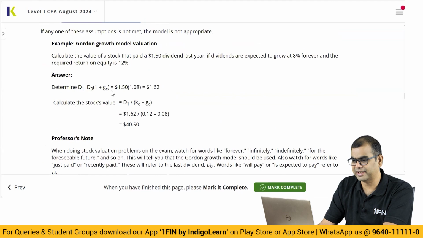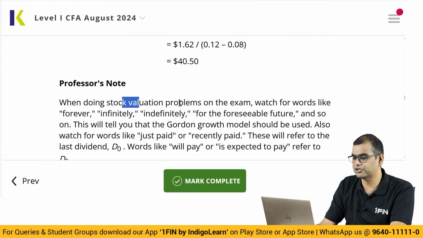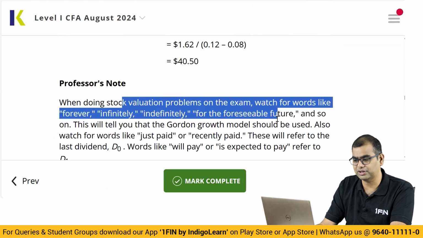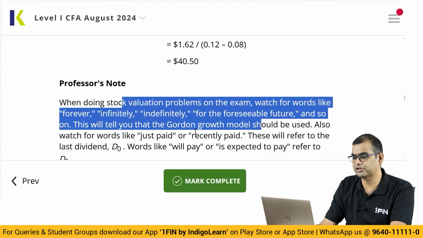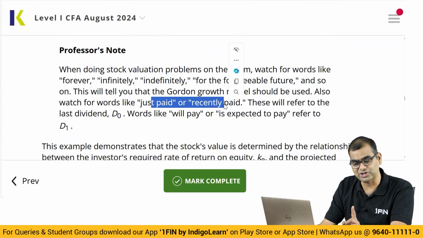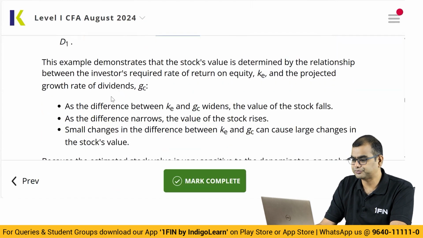Then this example again, there is no need to discuss, we have already discussed this in depth. So here please note this: when solving stock valuation problems in the exam, watch for words like forever, infinitely, indefinitely, for the foreseeable future, and so on. These will tell you that the Gordon model should be used. Also watch out for words like just paid or recently paid. This will tell you it was D0. Words like will pay or is expected to pay is D1.